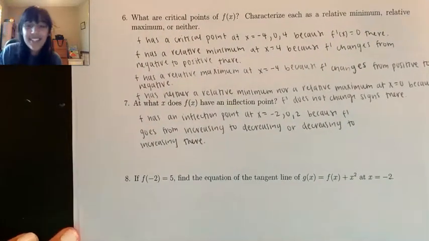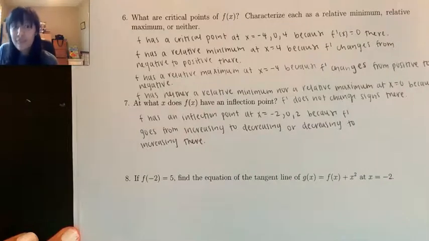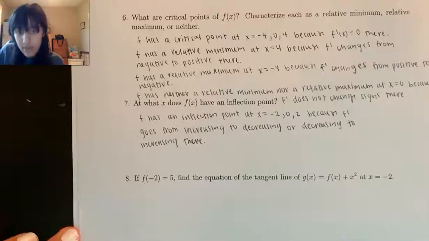All right, last question, yay! So, if f of -2 is equal to 5, find the equation of the tangent line of g of x equals f of x plus x squared at x equals -2. This question is a little bit different from what we've been doing, but you need to know the same information and it's pretty easy to solve.